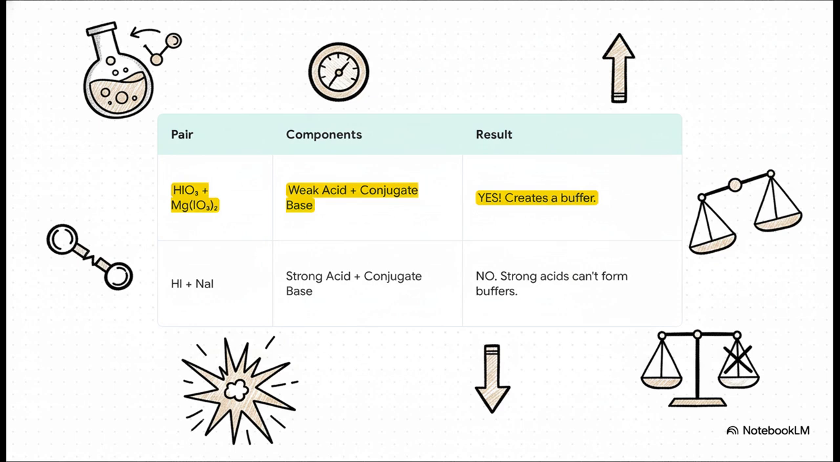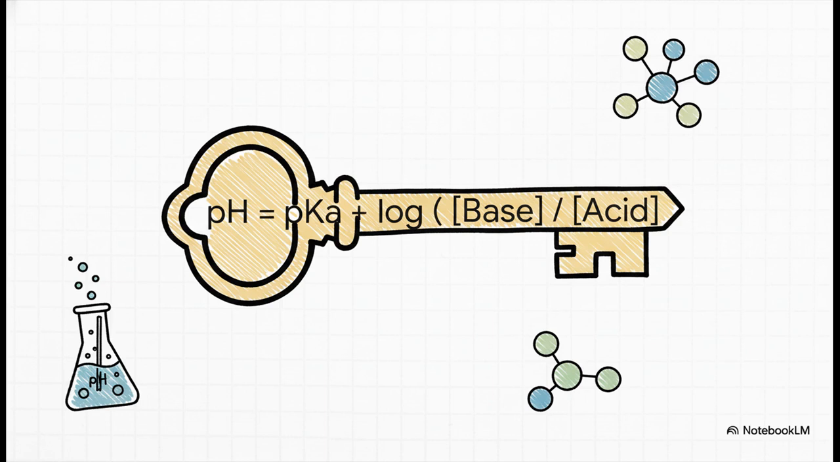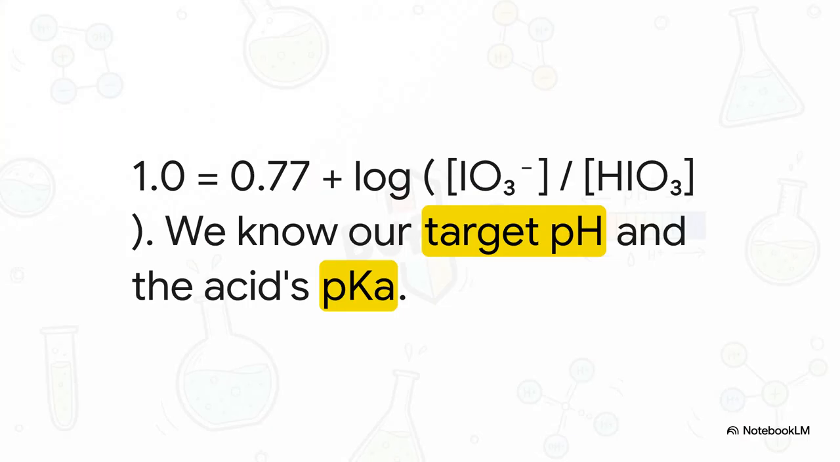we're looking for. So, to get the recipe for our buffer just right, we need to pull out a special tool. It's called the Henderson-Hasselbalch equation. Now, I know it sounds a little fancy, but this formula is basically the key. It perfectly connects the pH we're aiming for, the acid's unique personality, its pKa, and the ratio of the base and acid parts we need to mix together. And it's really just a matter of plugging in the numbers we already have.